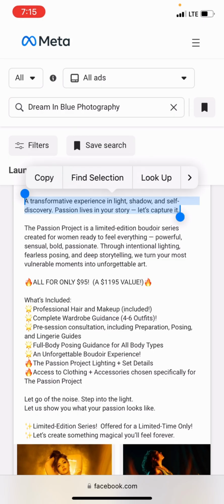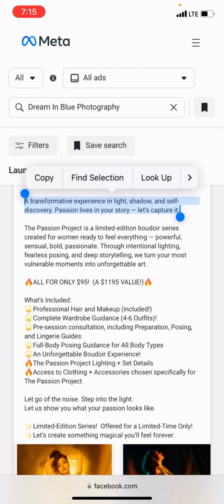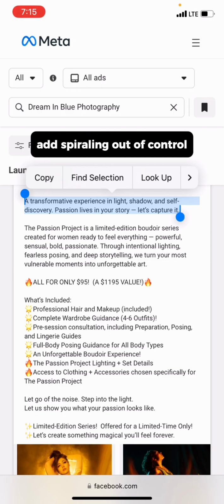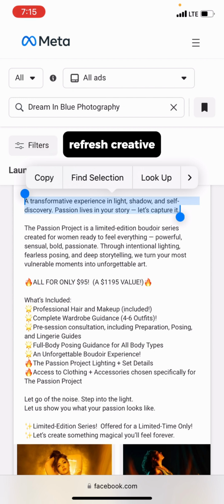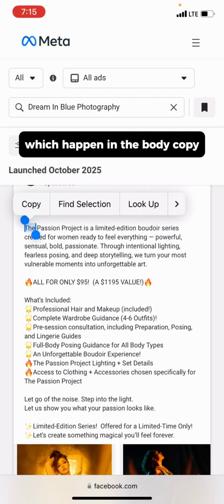And our ad's doing worse and worse over time. It's going to worse prospects, obviously, so we're getting same ad spend, less sales over time. Keeps feeding back into itself. Tranche 3, 4, 5, 6, 7. Ad spiraling out of control, downward spiral of despair. Ad burns out, ad dies out, refresh creative. All right, those are the first 5 mistakes that can happen in a Boudoir Facebook ad. Then we're going to move on to the next 3, which happen in the body copy.